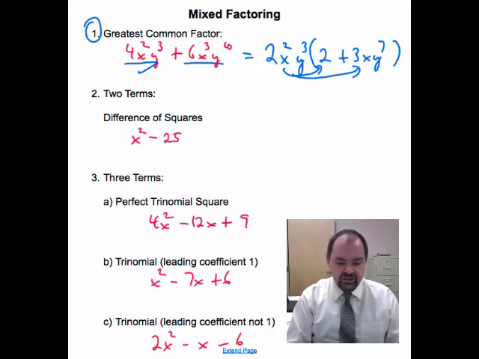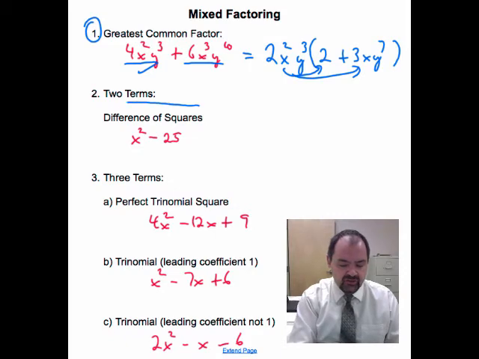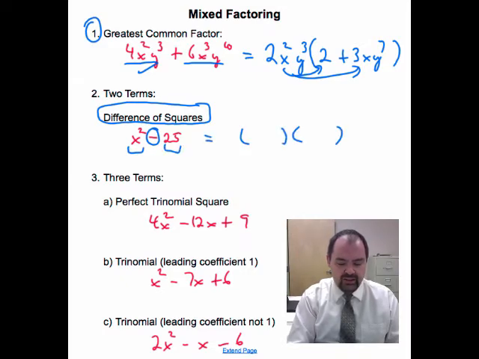Alright, once you're finished greatest common factoring, then there are some other types of factoring to look at. If you have two terms, the only type of factoring that you're familiar with at this point is difference of squares. And remember, that's where you have a subtraction sign in the middle and two perfect squares. And if you have that, then you'll remember that the pattern is the square root of the first, the square root of the last, one term gets a plus, one term gets a minus, and you are done.